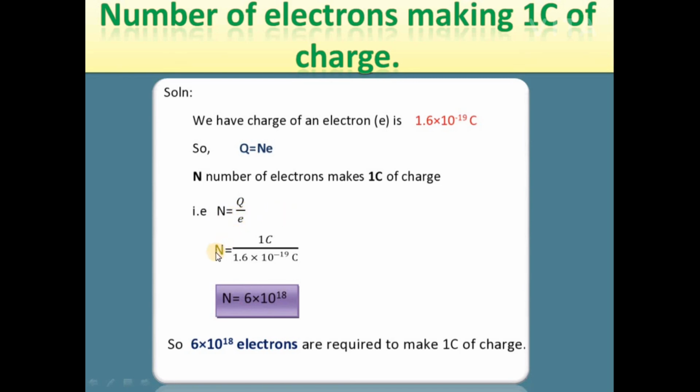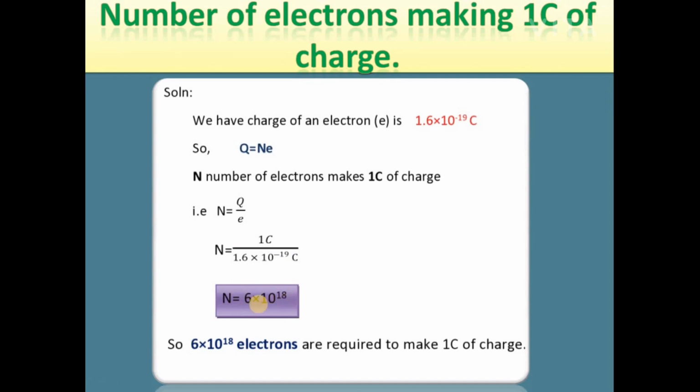Therefore, N is equal to, in the place of Q, we want 1 coulomb. N equals 1 coulomb divided by e. We know that the charge of an electron is 1.6 into 10 to the power of minus 19 coulomb. Coulomb cancels, only remaining is 1 divided by 1.6 into 10 to the power of minus 19. If we divide this, we get N equal to 6 into 10 to the power of 18.